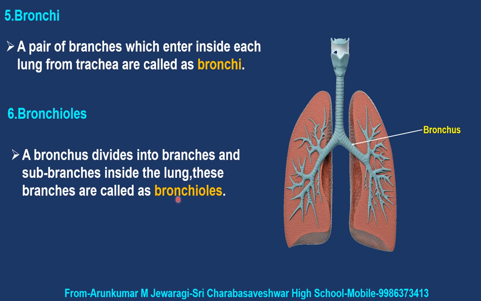These branches are called what? Bronchioles. So all these sub branches and branches of the bronchus are called bronchioles. Okay. So this is about bronchi and bronchioles. Bronchi are the main branches of the trachea and bronchioles are the sub branches of the bronchus. There are a large number of bronchioles present in each lung.